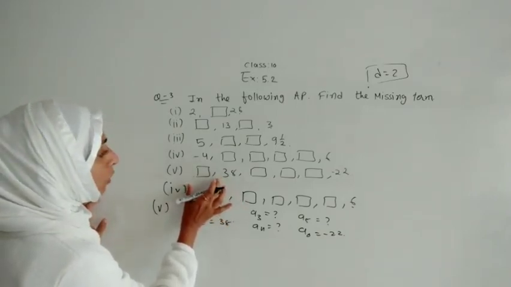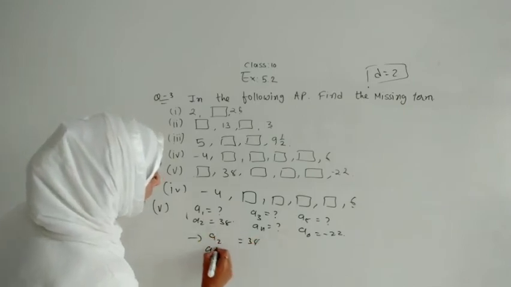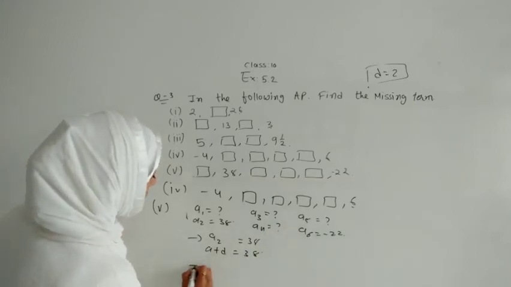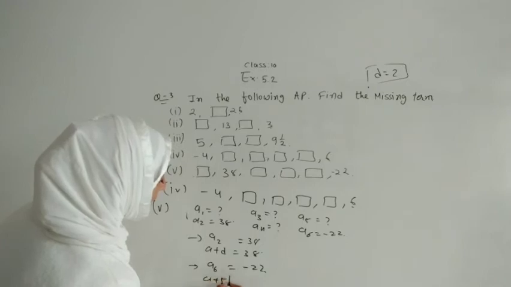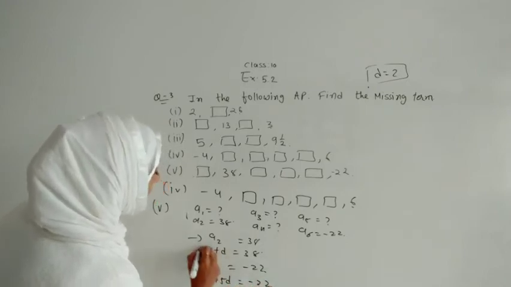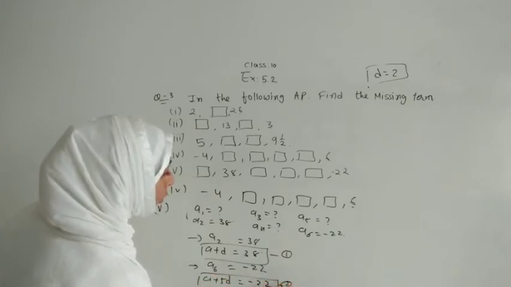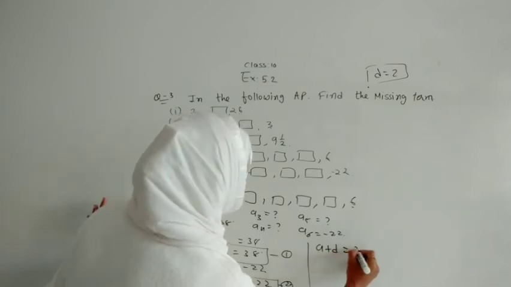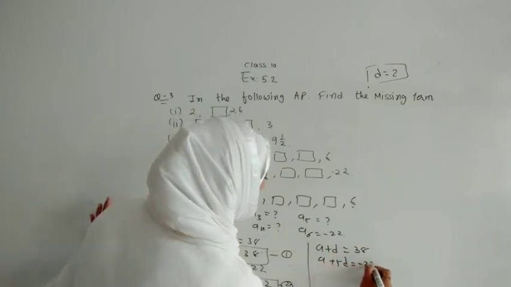a is not given to us, so we have to write a2 as 38, and a2 kya hoga, woh a plus d hoga. And we have a6, so a6 actually mein kya hoga, a plus 5d is given as -22. Let us highlight and call it equation 1 and this one equation number 2. Let us perform the elimination method. So we will write a plus d is equal to 38 and a plus 5d is equal to -22.